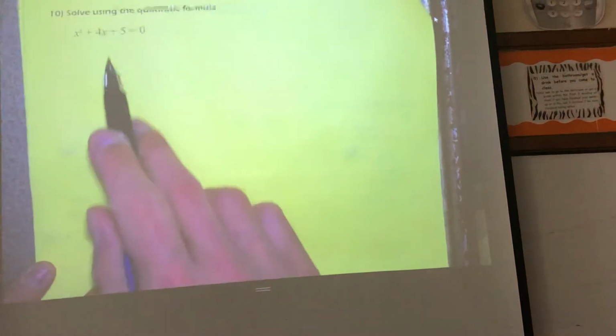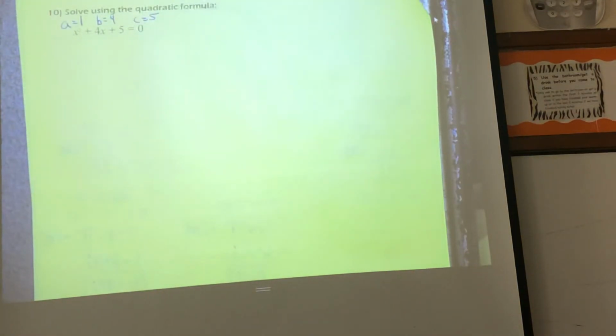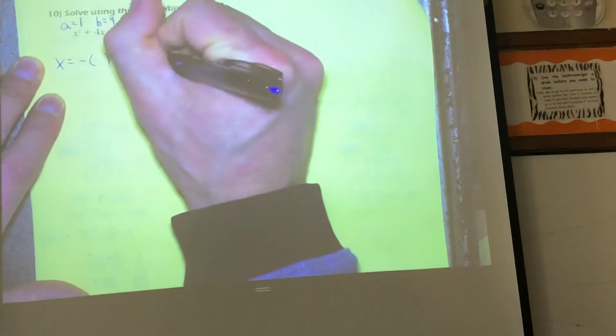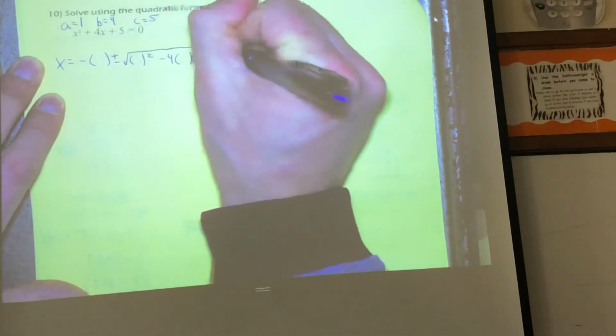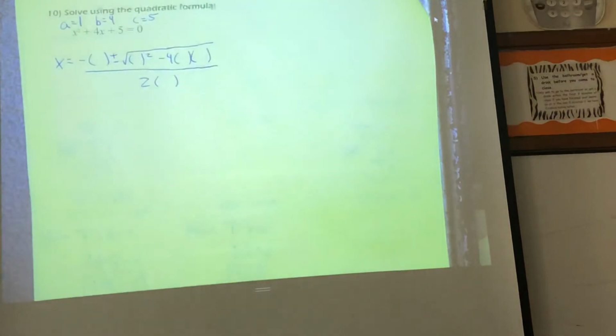First thing we want to do is make sure this is in standard form. It is. So now I want to state my a, b, and c values. a is the number in front of x squared, which is 1. b is the number in front of x. And c is the constant. So now I am going to plug this into my quadratic formula: negative b plus or minus the square root of b squared minus 4 times a times c, all over 2a. And then I'm going to plug in.